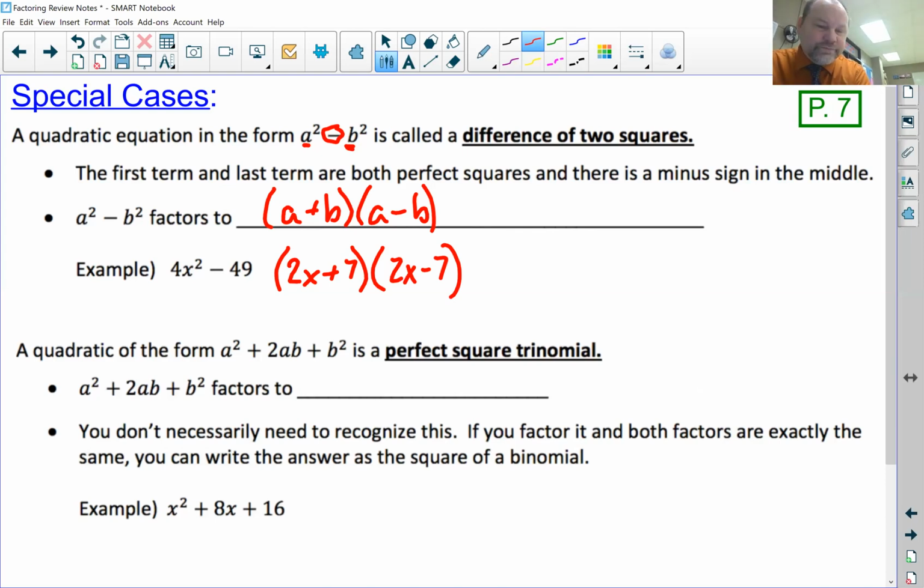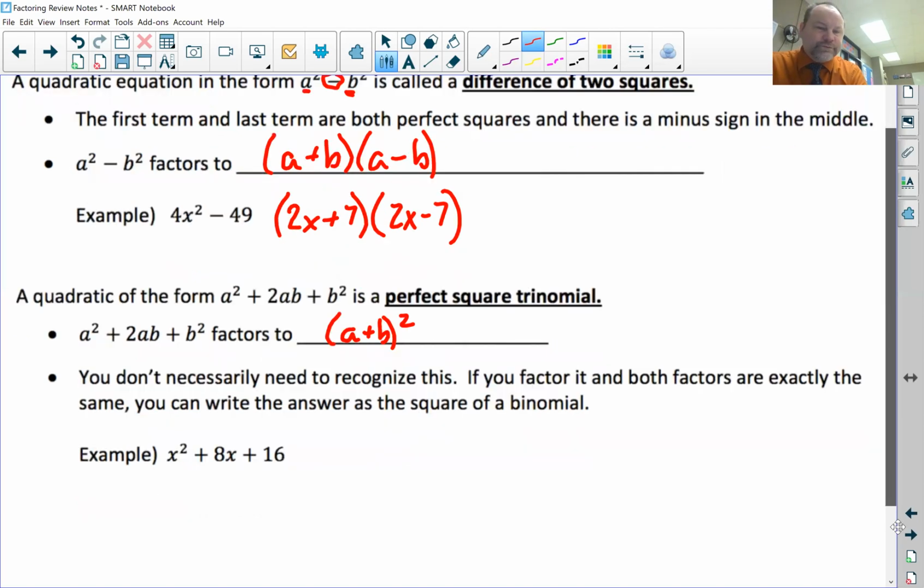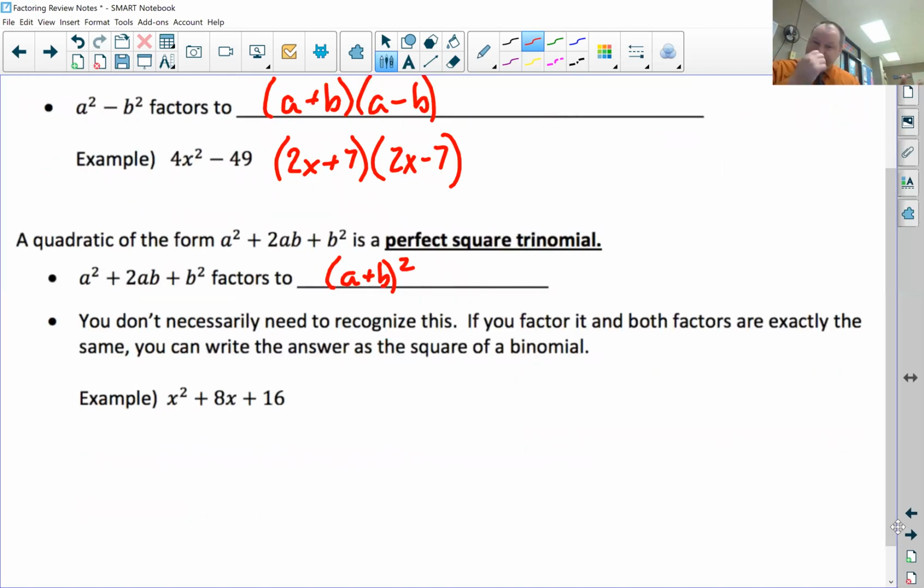It does factor. In this case, we would get (a plus b), the quantity squared. If you don't recognize it, you can factor it the other way. And if you get the exact same factors, you can write it as what's called a binomial squared, or the square of a binomial.